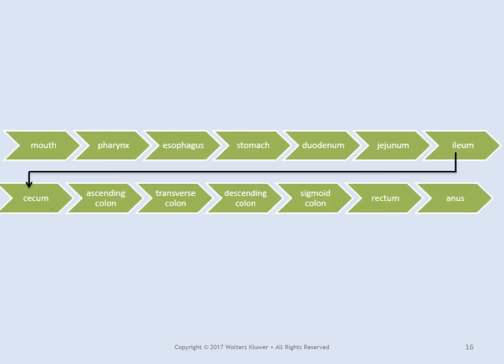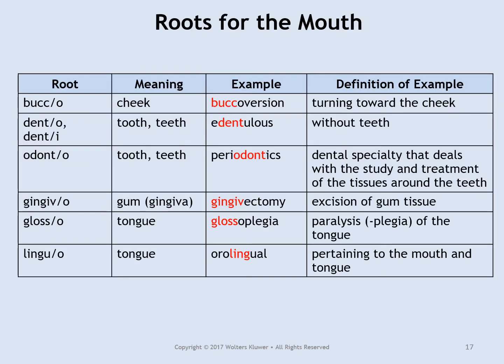This is just a quick little overview showing you the whole path of food going from the mouth through the entire intestinal tract. These are some common combining words for the mouth. I'm not going to go over all of them, but just a few that I'll point out. Dento or odonto, both of these refer to the teeth. Both glosso and linguo refer to the tongue. Glosso is Greek, linguo is Latin.